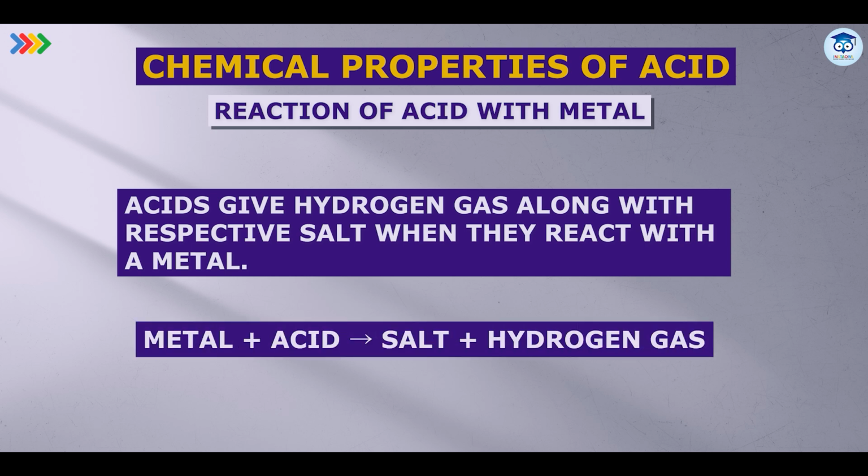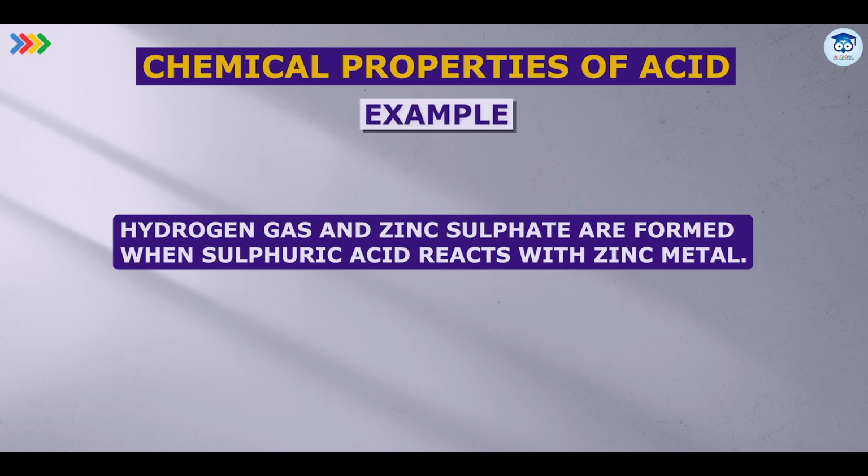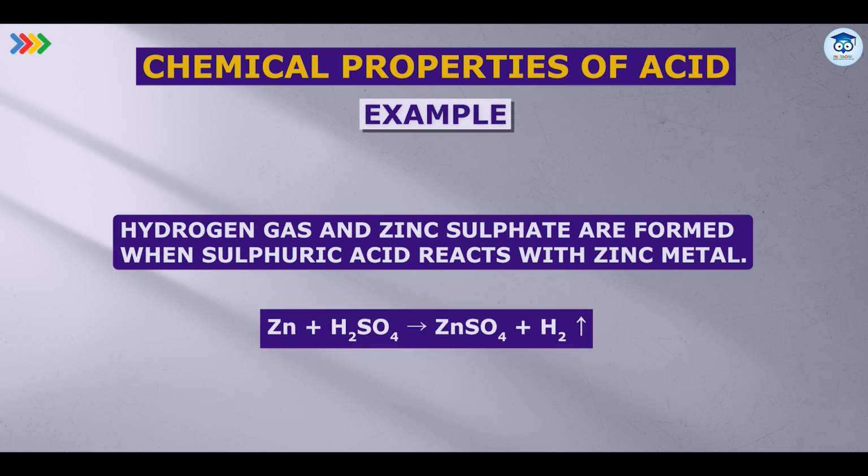When a metal reacts with acid, what do we get? We get a salt and we get hydrogen gas as the product. Metal plus acid gives you salt and hydrogen gas. We can have one example of zinc. So when zinc plus H2SO4 react, we get zinc sulfate and hydrogen gas is released.